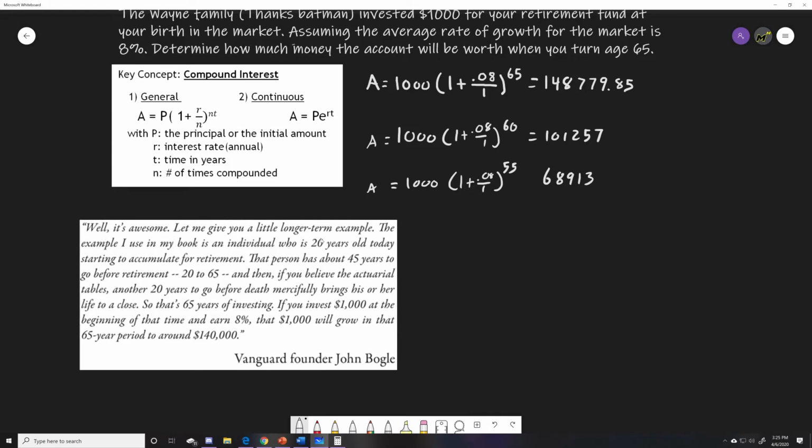Well, it's awesome. Let me give you a little long-term example. The example I use in my book is an individual who is 20 years old today, starting to accumulate for retirement. That person has about 45 years to go before retirement, 2065. And then, if you believe the actuarial tables, another 20 years to go before death mercifully brings his or her life to a close. So that's 65 years of investing. If you invest 1,000 at the beginning of that time and earn 8%, that 1,000 will grow in the 65-year period to around 140,000.